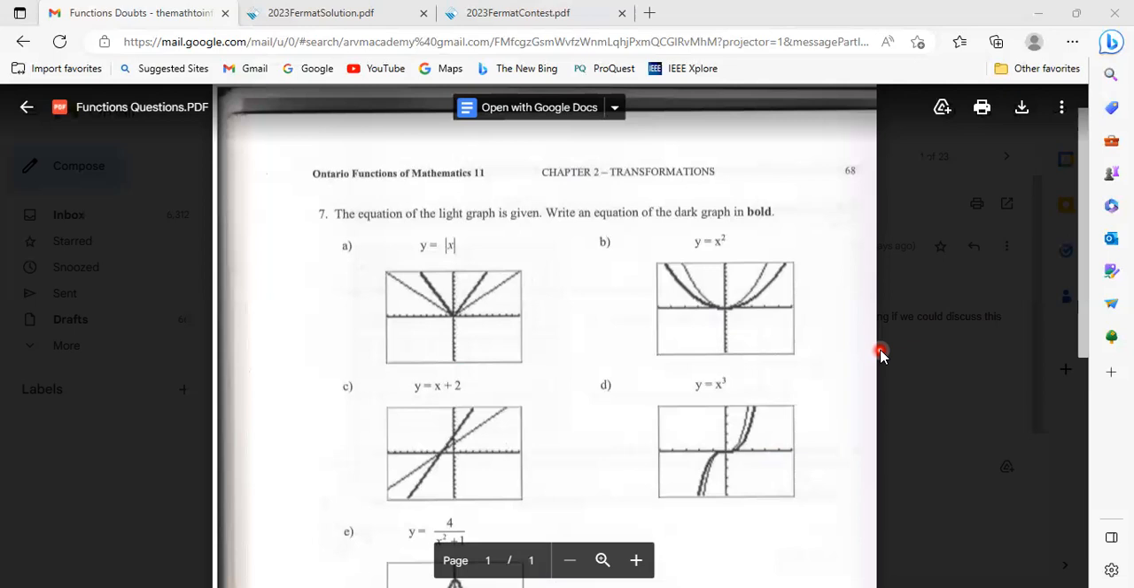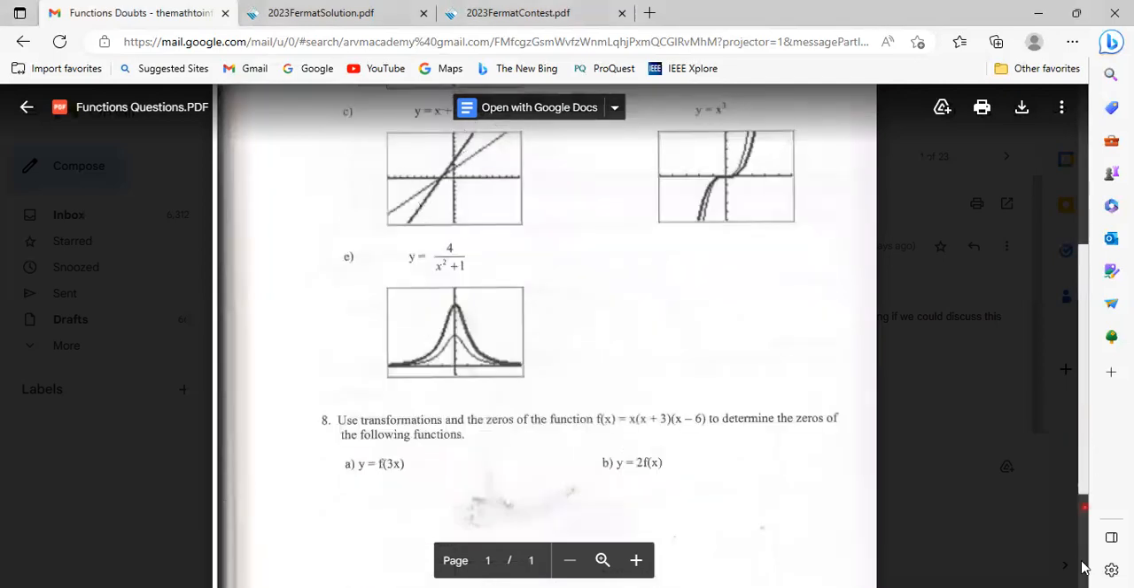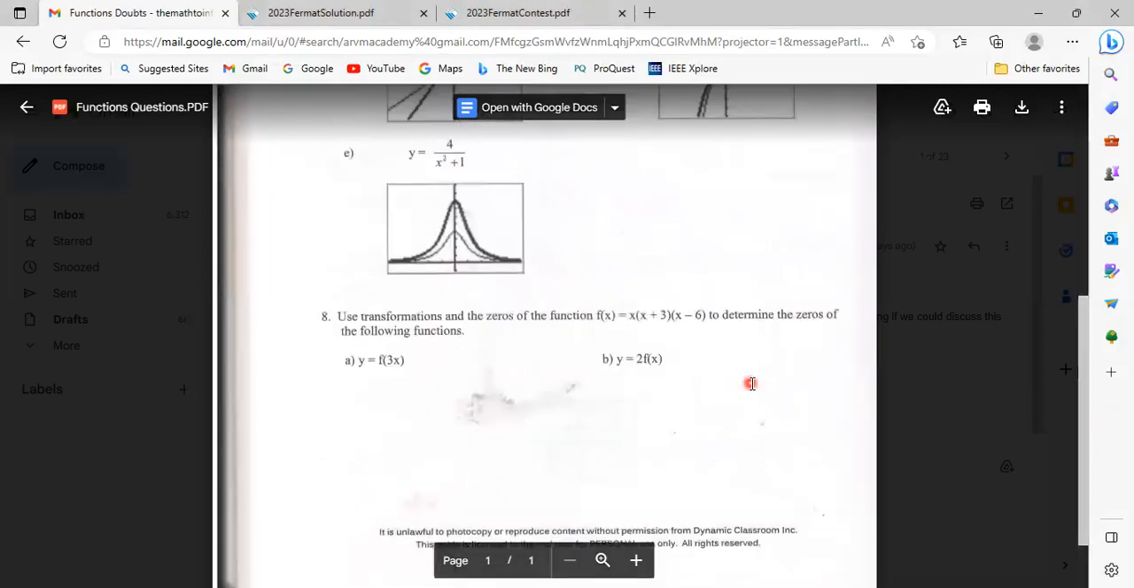Can you see the questions? Which question? At the bottom of this page. The eighth one? Yeah, that's it. Okay. Did you get the answer for the other one? The rest of the graphs.